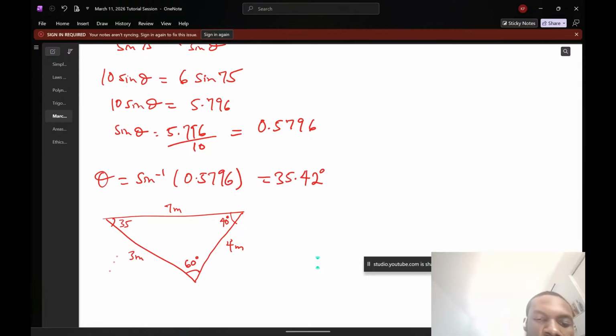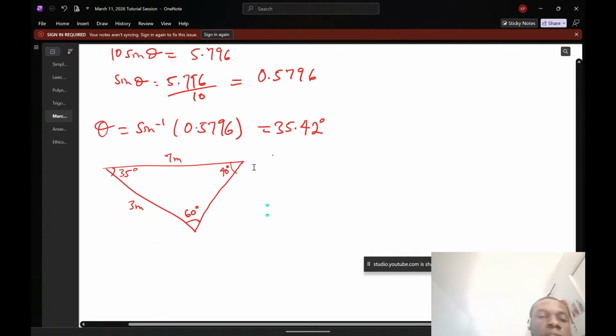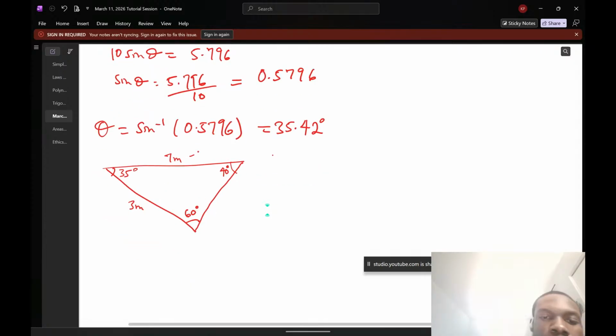Let's make it in a way that one side is not given. One side is not given. But we have three angles. So let's say this side A. We call this side B. We don't know it. We call this side C.